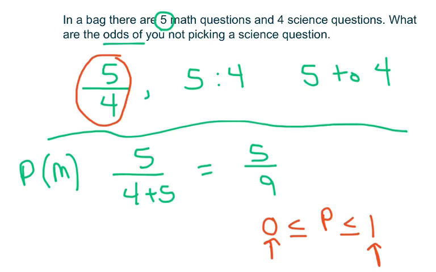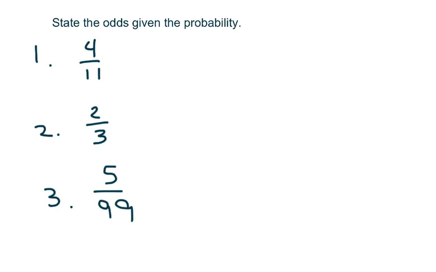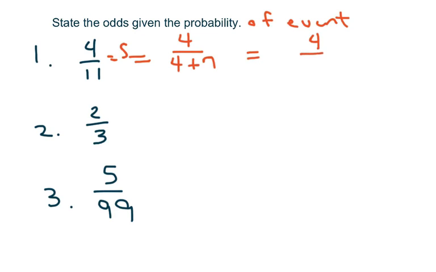So we're going to do a little mathy type questions. We're going to state the odds given the probability of the event. So they're giving you the probability, and we're going to rewrite this as 4 over 4 plus 7. So 4 is my success, and 7 is my failure. So to write this as odds, that would be 4 over 7, success over failure. So this is success plus failure for the probability.